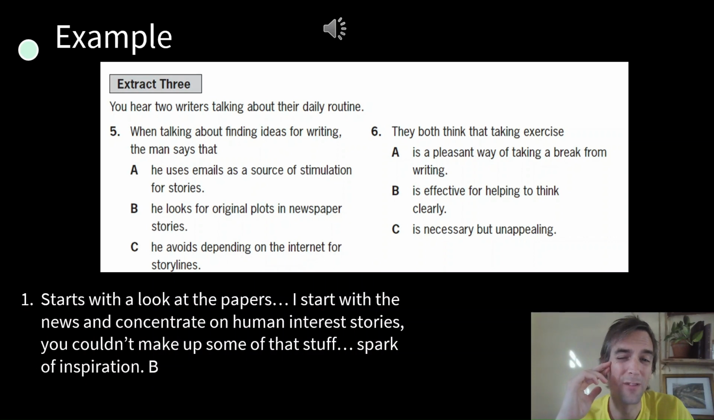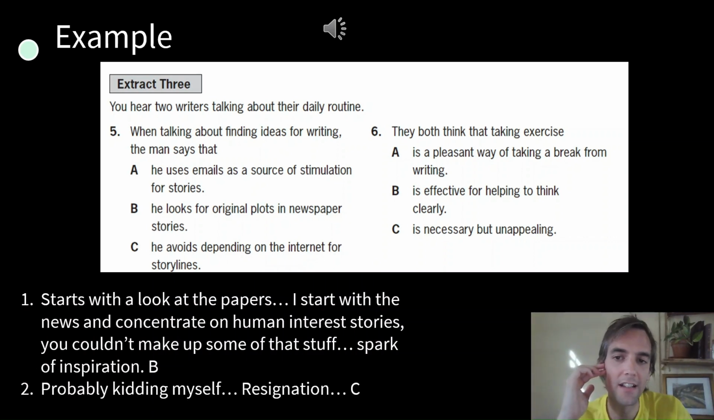And number 6, this one's really difficult, but the clues are there. It's C. She is kidding herself about exercise, so as in she doesn't really think it works. She's not really convinced by it. It's necessary but unappealing. And he's doing it with a sense of resignation. He's forcing himself to do it. He doesn't really want to. He would rather stay at home, but he has to do it. So they're both unenthusiastic, unappealing, but they recognize you have to do it. So C is the best answer. Though it's a difficult one. They often are.